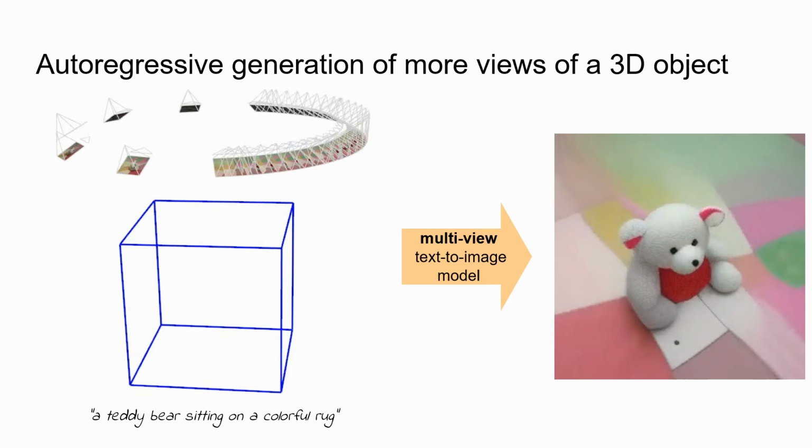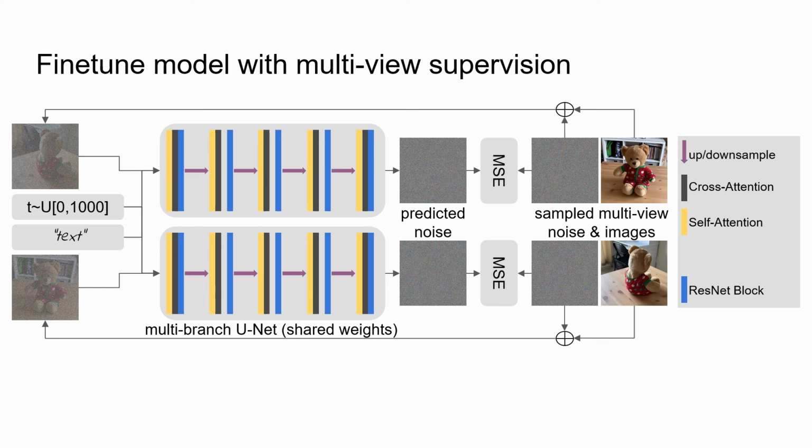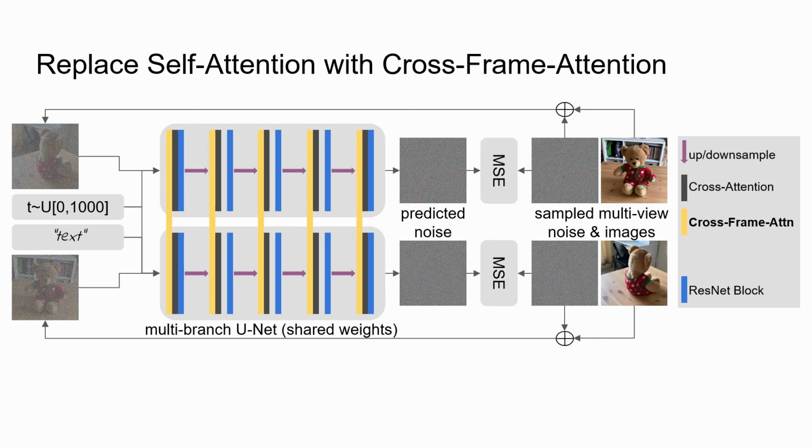Our key idea is to fine-tune a pre-trained text-to-image model with multi-view supervision. Given multiple images of a 3D object, the diffusion model predicts the noise of all viewpoints in a 3D-consistent fashion. To achieve this, we replace self-attention layers with cross-frame attention. This facilitates communication between multiple images in a batch. We also condition the model on the camera pose and intrinsics and the image intensity.